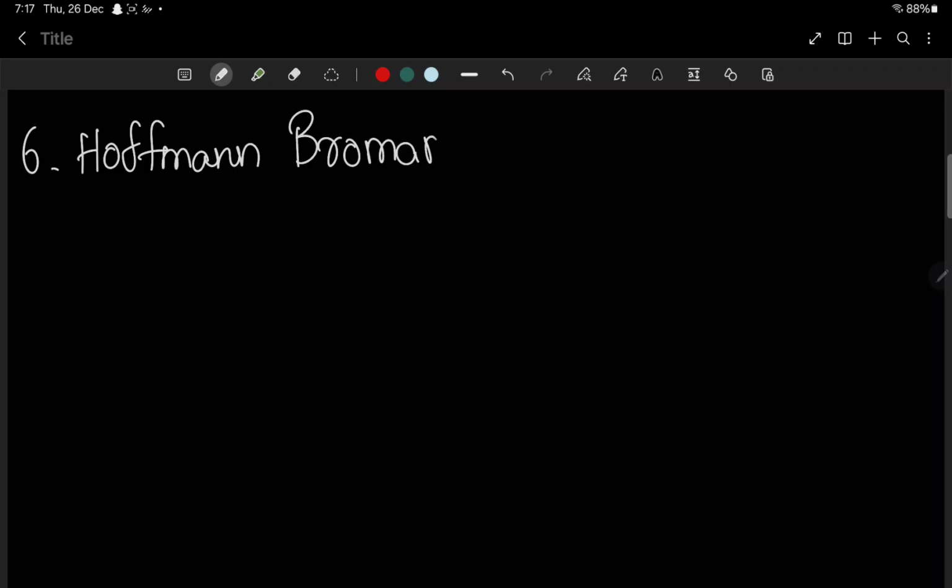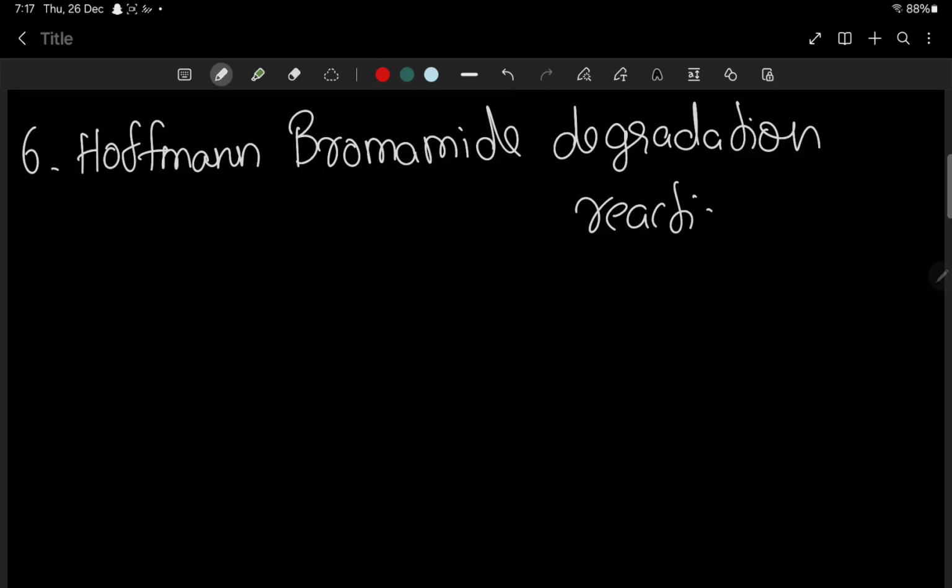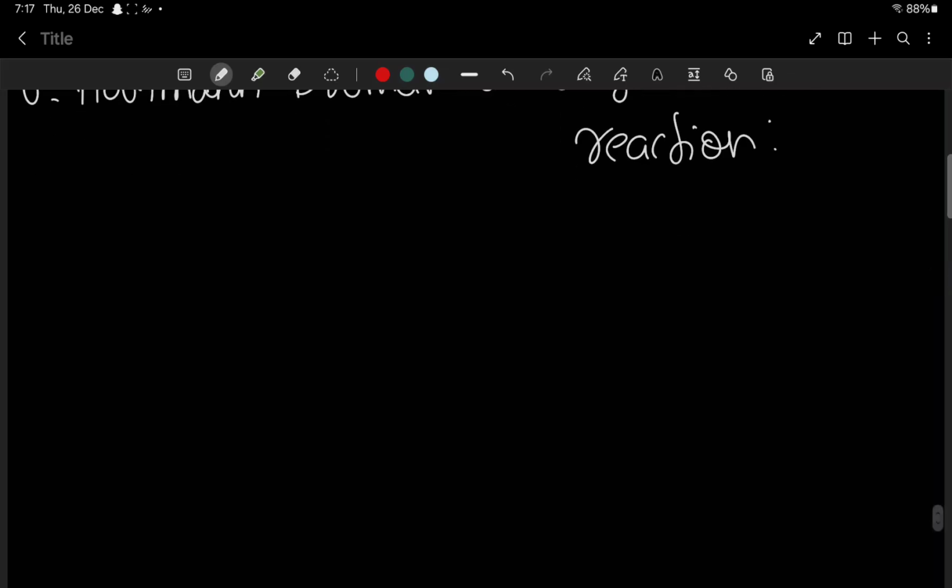Yes. Now the next method, that's also an important method, that is Hofmann bromamide degradation reaction. This is the last method in NCERT for preparing NH2, and by this method we'll be ending because we are mainly focusing on NCERT. NCERT is the god for chemistry.